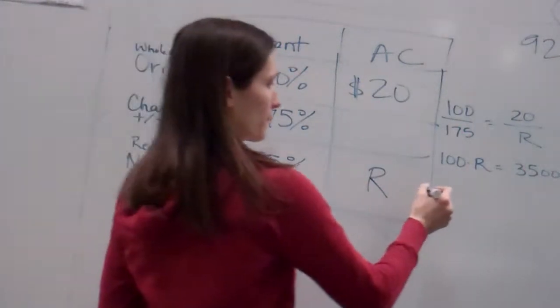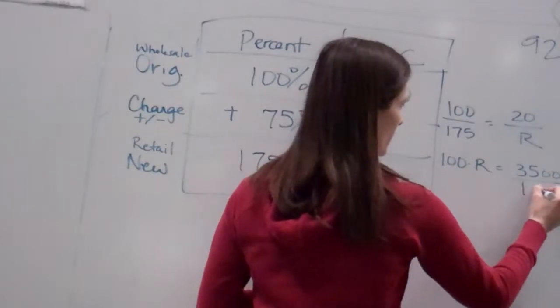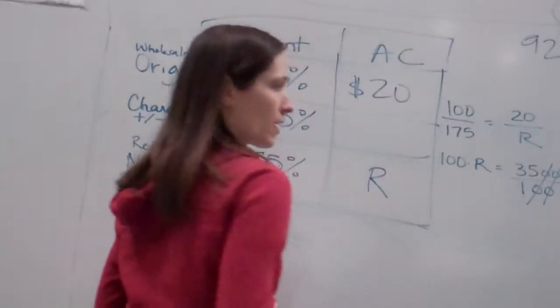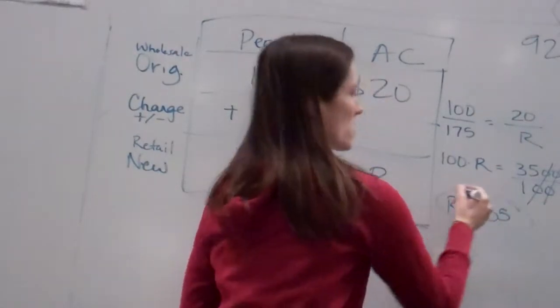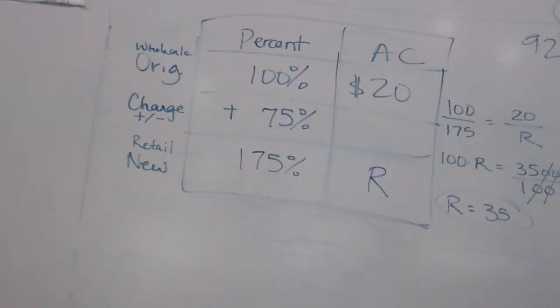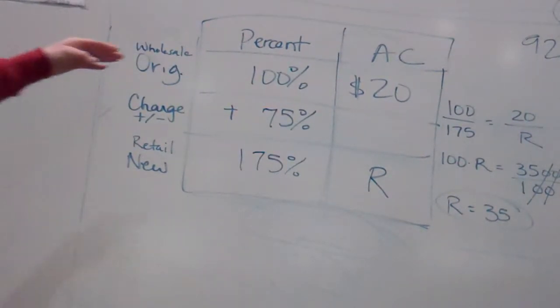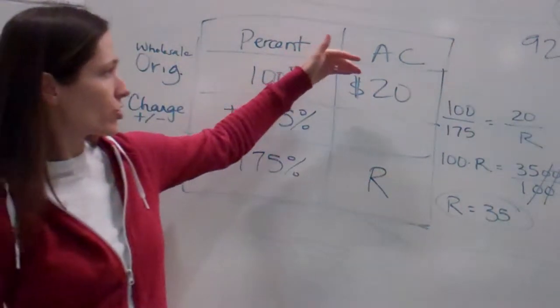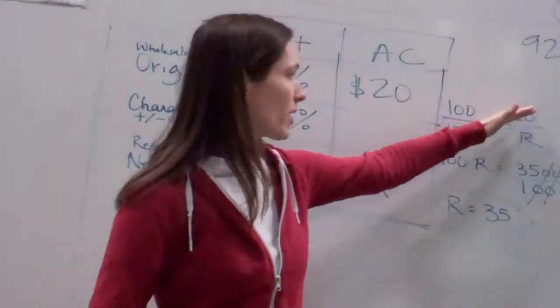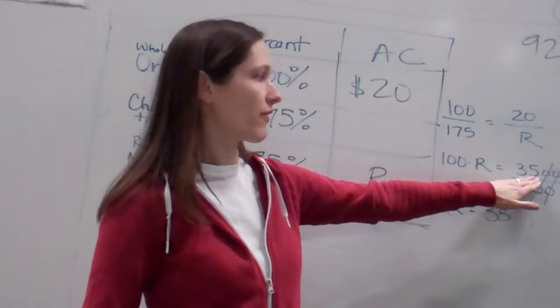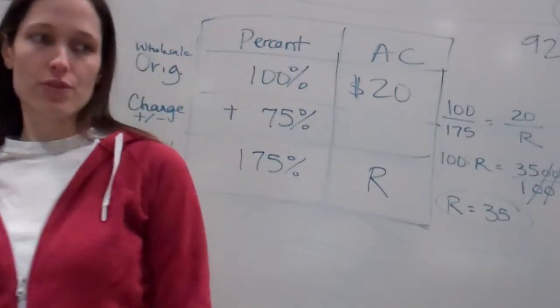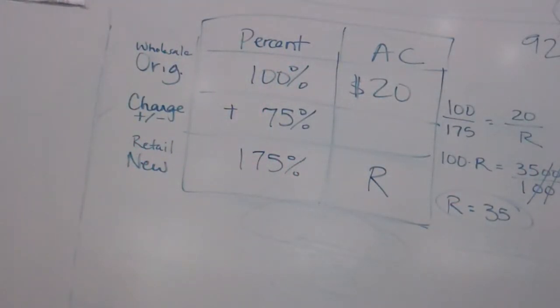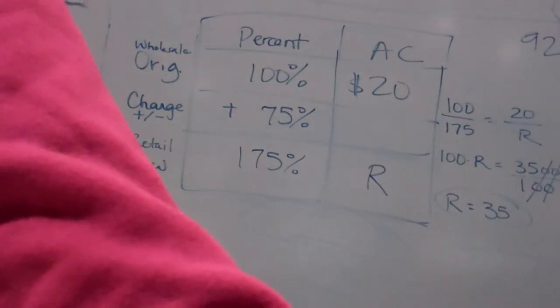How did everybody do? Should have gotten a 35. Everybody got 35. Okay, you should have put 100 over 175, 20 over R, and when you cross multiply 20 times 175, you should have gotten 3,500. 100 times R, and divided that, and I would have gotten 35. Make good sense? Understand it? That's lesson 92.